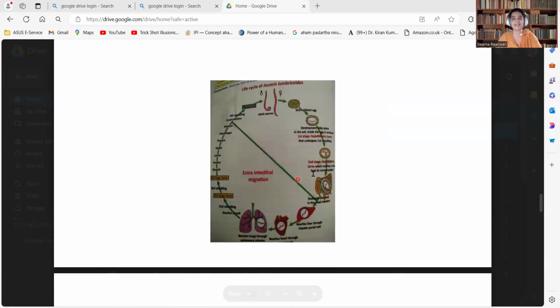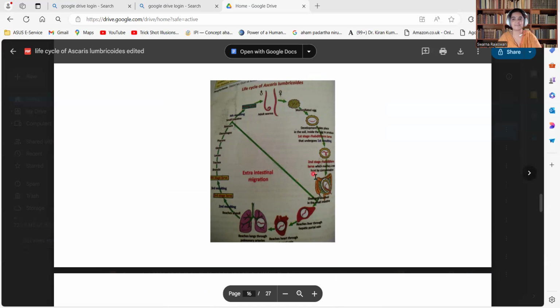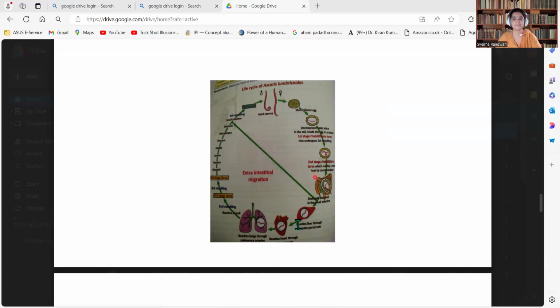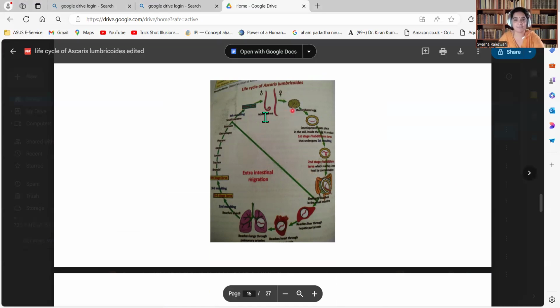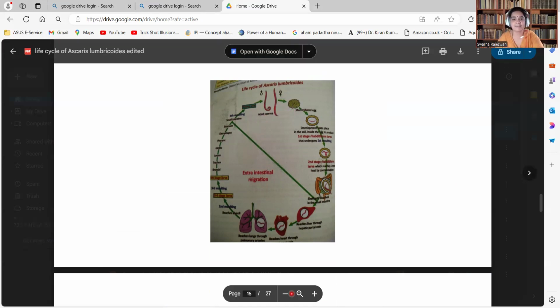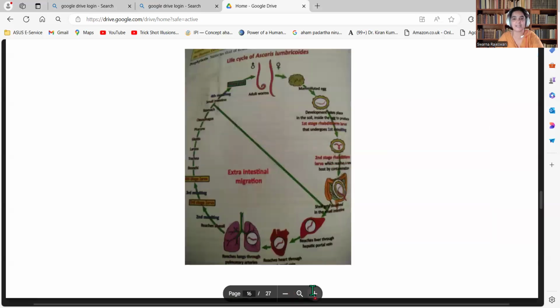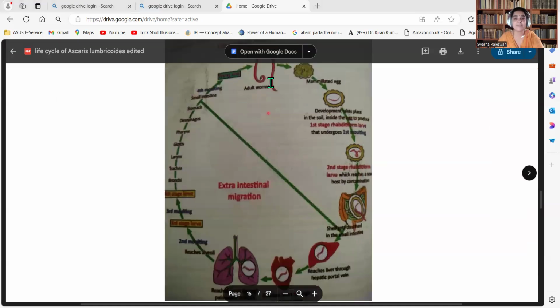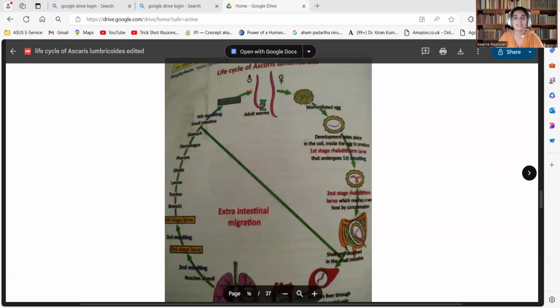So when we see the life cycle of Ascaris lumbricoides, first, both the male and the female forms will be copulating in the intestines of the man. Okay, so I will increase the size so you can clearly understand. So we can see here both the male and the female worms, where they will be residing in the small intestines of the man.